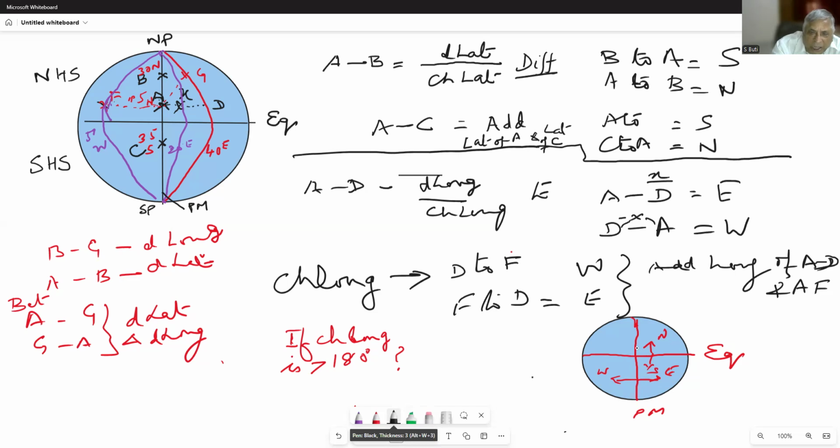These meridians are numbered from a meridian which is called the prime meridian or the Greenwich meridian, numbered towards east and west 180 degrees each. 180 degrees east or 180 degrees west will be the antimeridian of the Greenwich meridian. Suitably modified, it is also called the international date line.